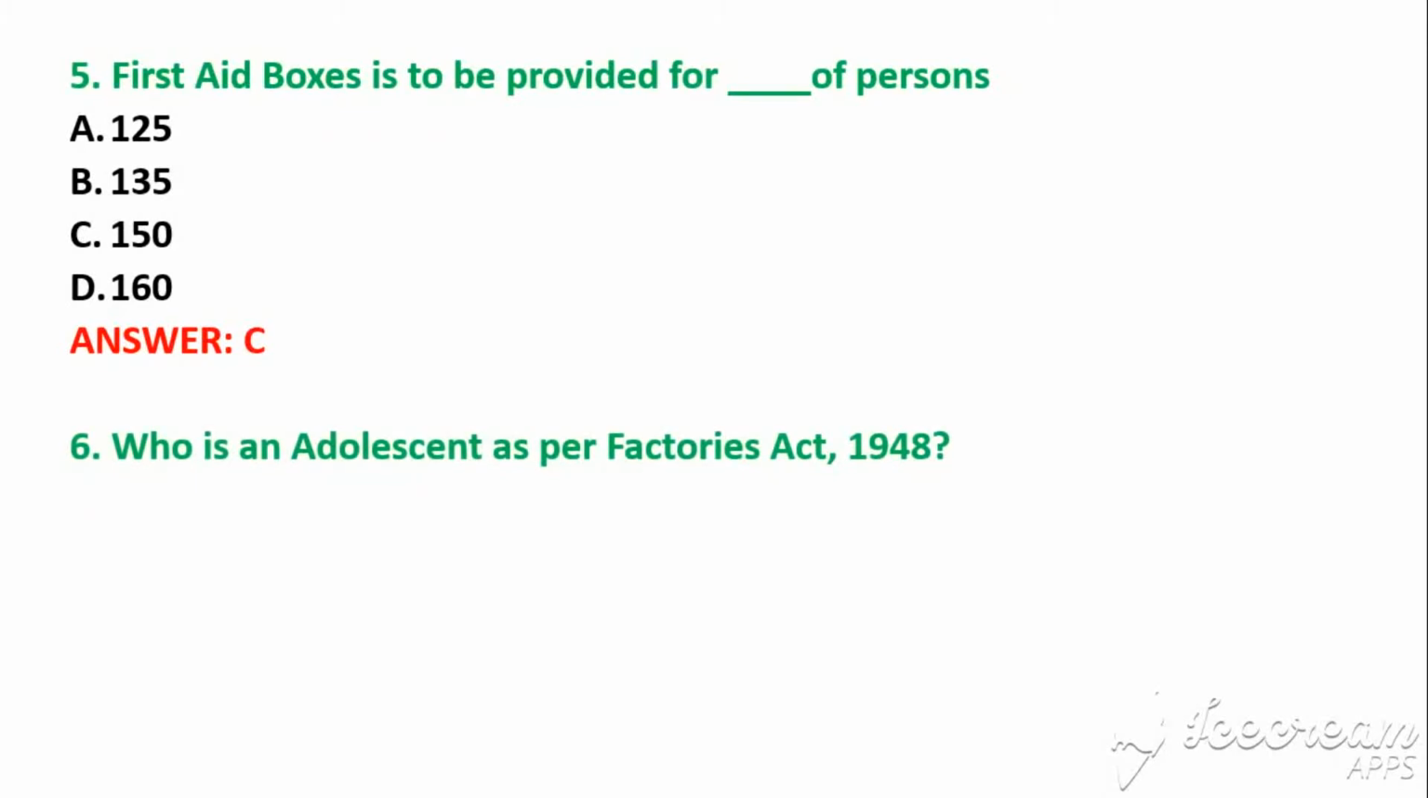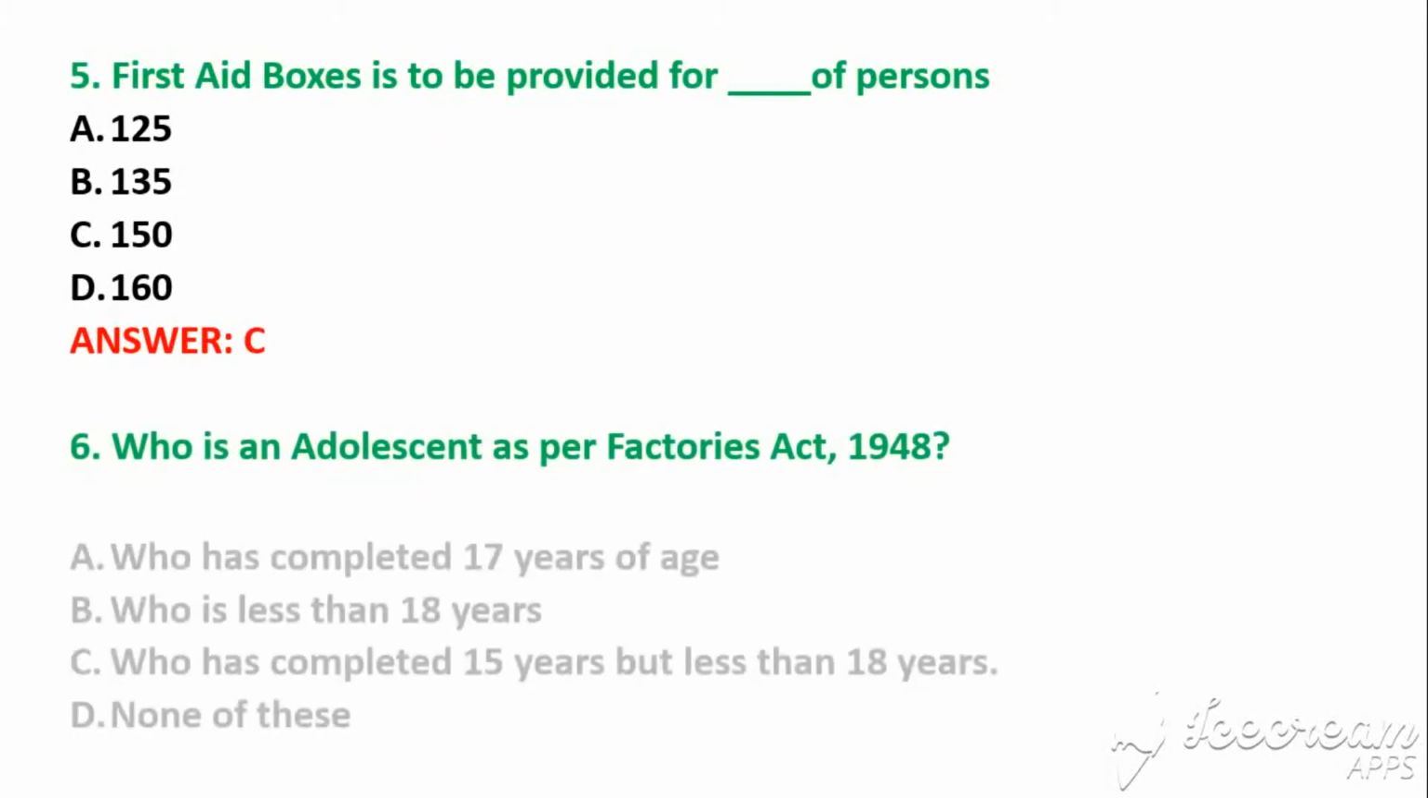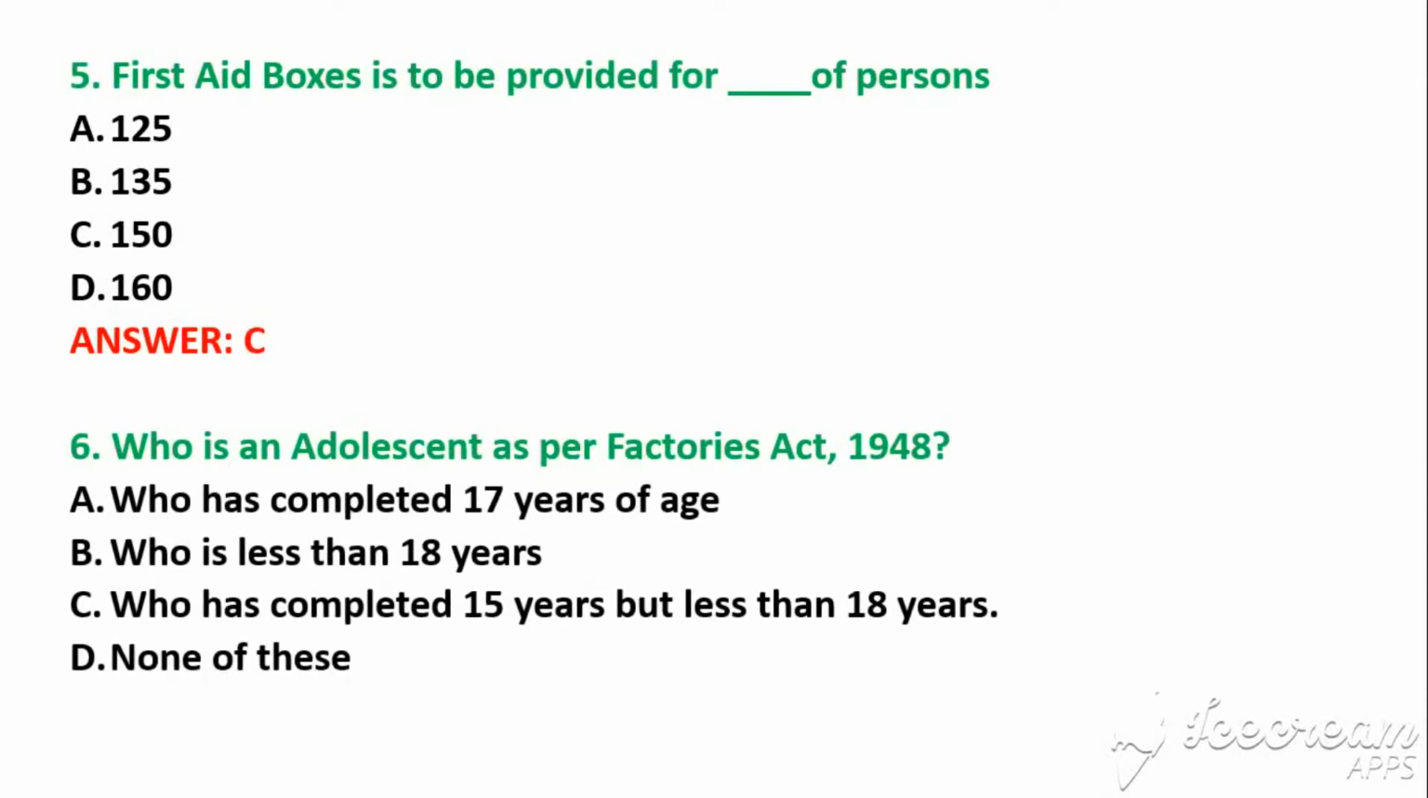Next one, who is an adolescent as per Factories Act 1948? The options are who has completed 17 years of age, who is less than 18 years, who has completed 15 years but less than 18 years, none of these.